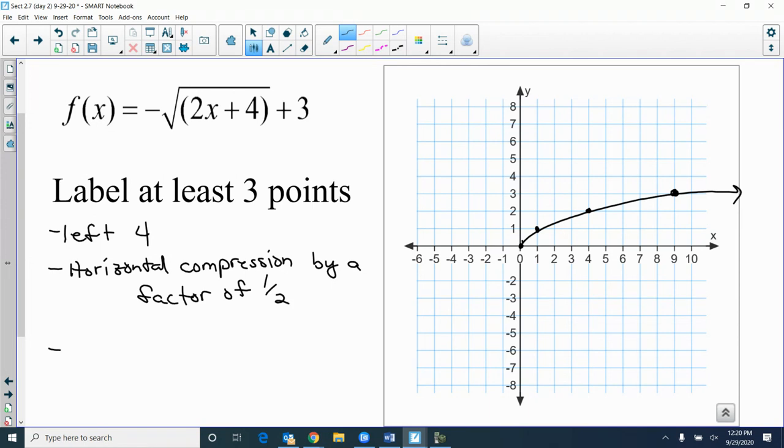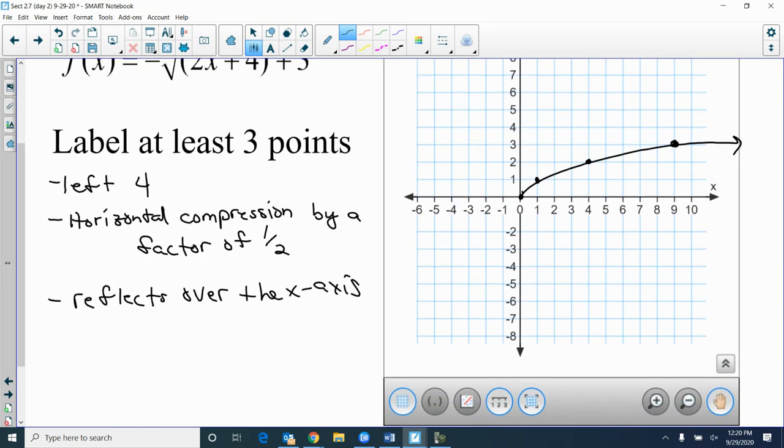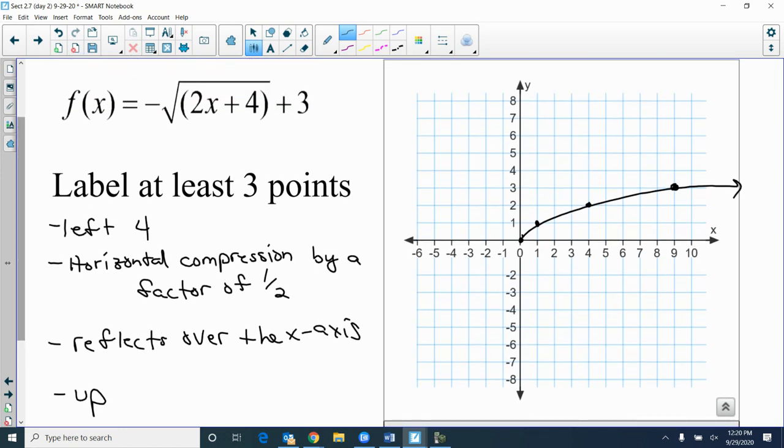All right, Kylie, how about any reflections? Across the x-axis. Across the x-axis, we got the negative on the outside, reflects over the x-axis. And Riley, how about a vertical shift? Up 3. Up 3. All right, I'm going to go point by point. That's kind of hard to do, especially with the compressions and the stretches, to do that with the whole figure. So I'm going to go point by point.